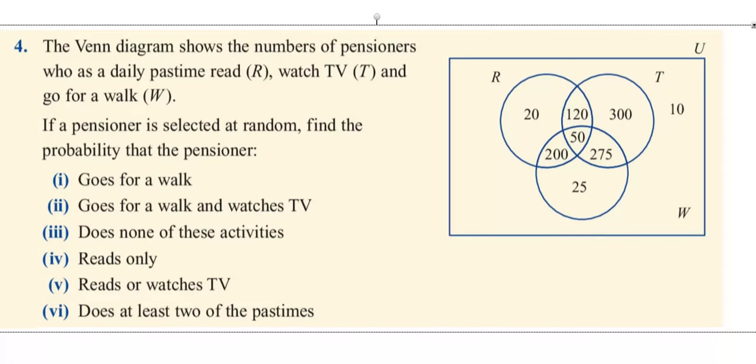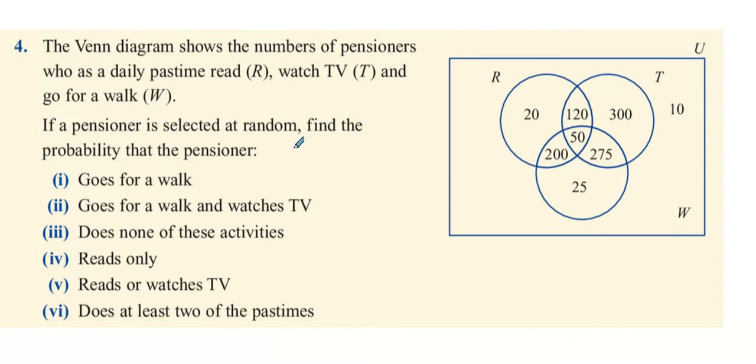The Venn diagram shows a number of pensioners who have a daily pastime. They either read, watch TV, or go for a walk. If a pensioner is selected at random, find the probability that the pensioner goes for a walk.